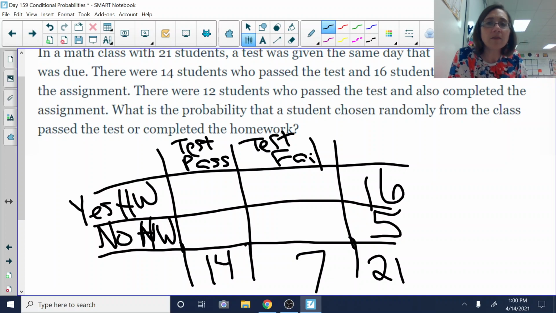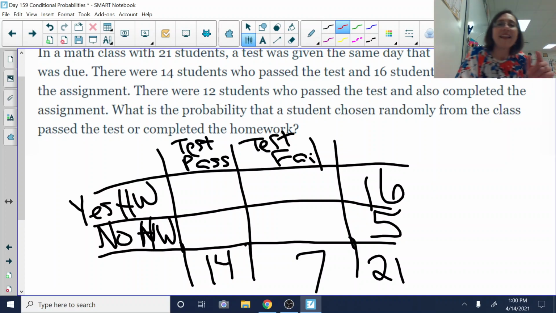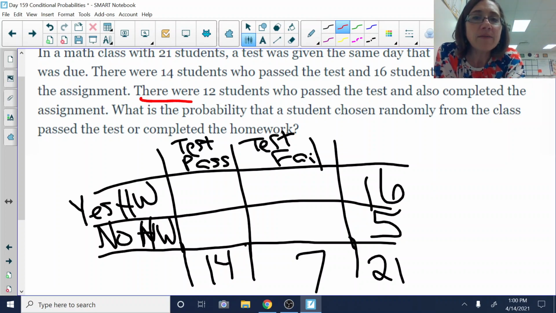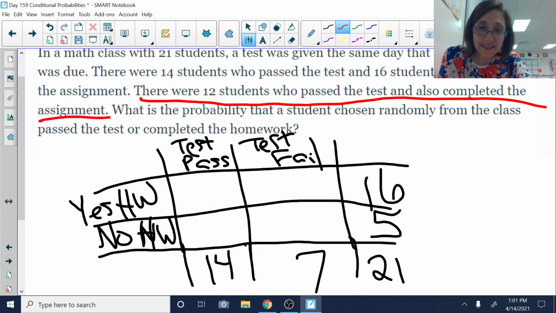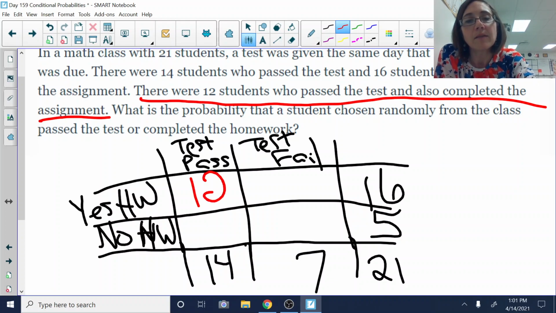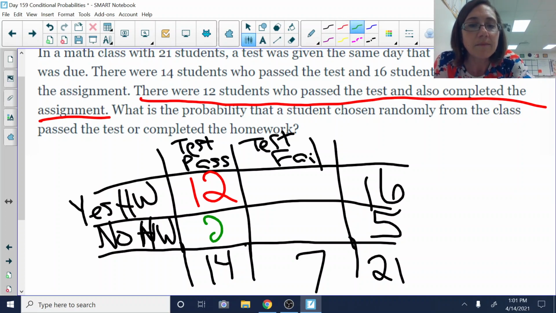There are 12 students. So I'm in the sentence right here. There are 12 students who passed the test and also completed the assignment. So those 12 are, yes, I passed, yes, I did the homework. They go right here. And if you have that fact, you can figure out everything else in the table. Because if there's 12 there, I'm looking at the column right now, and 14 need to be in the column, that's going to leave 2 kids here.